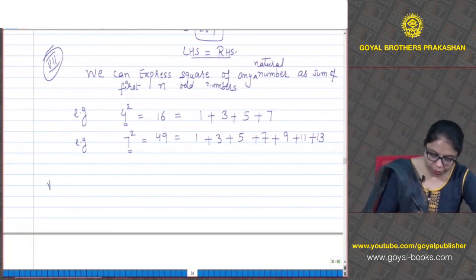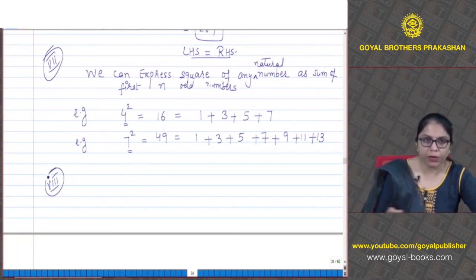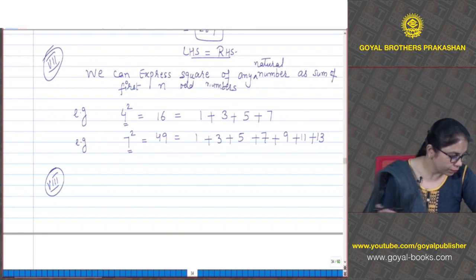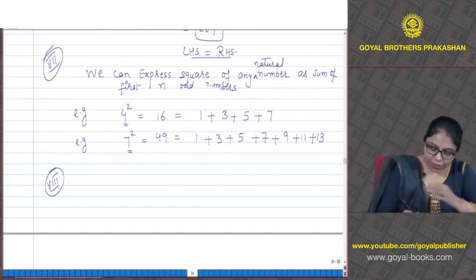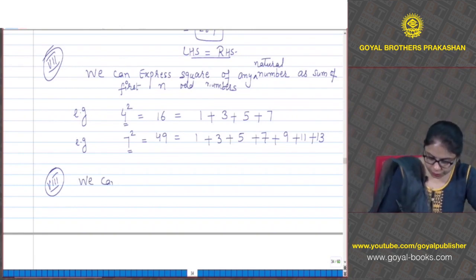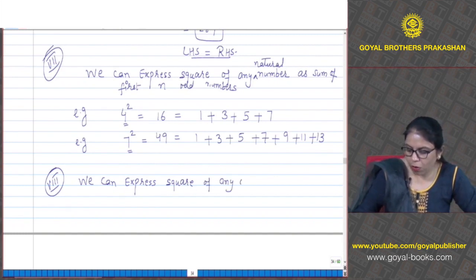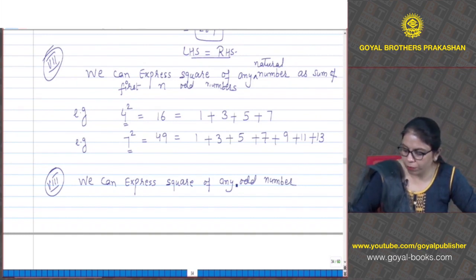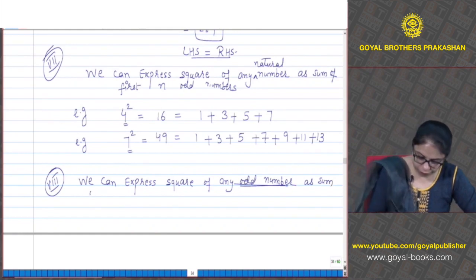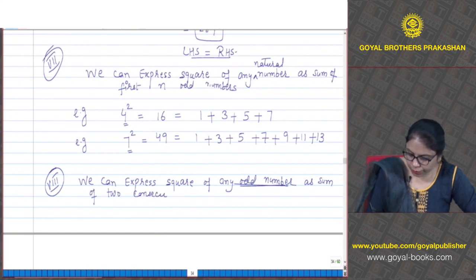Now let's move to another property. Another property is we can express square of any odd number as sum of 2 consecutive numbers.